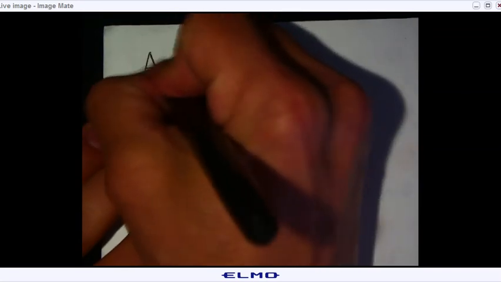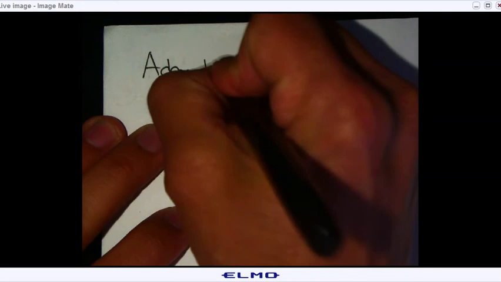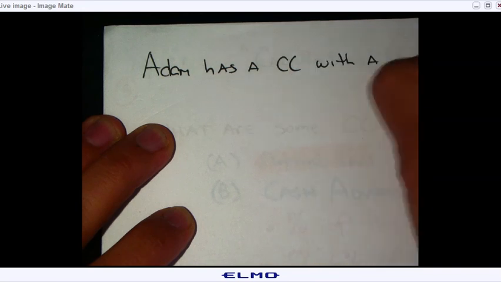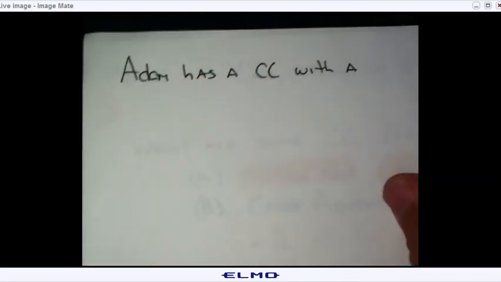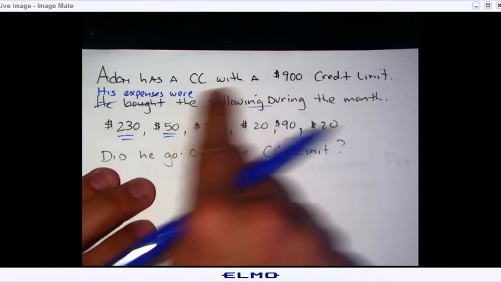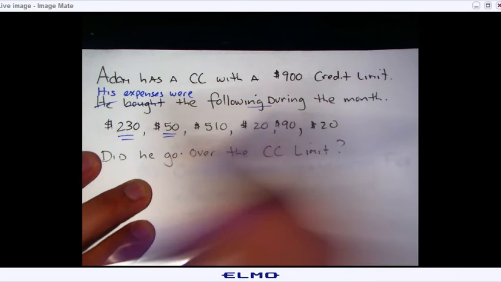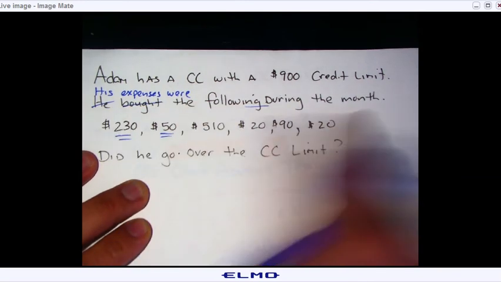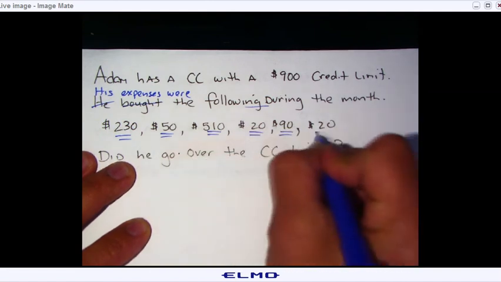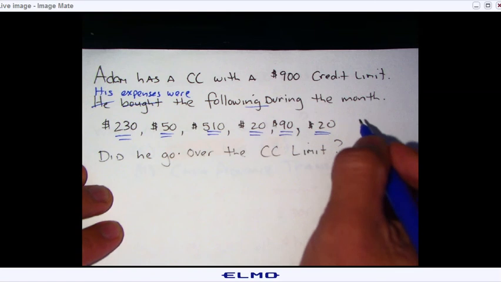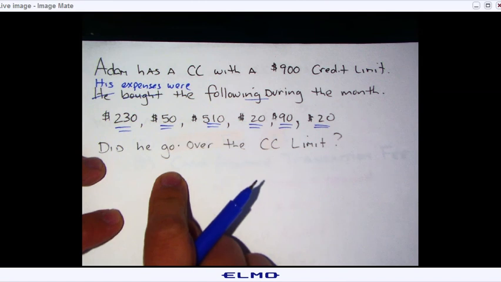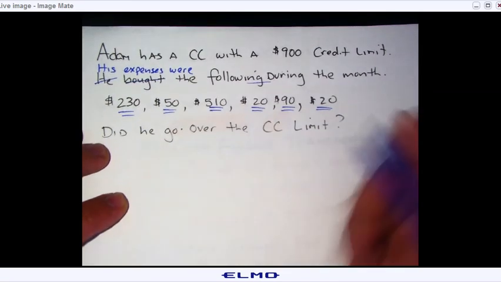So Adam has a credit card with, give me a limit. How much limit? Let's say Adam has a credit card with a $900 credit limit. His expenses during the month were: $230, $50, $510, $20, $90, and another $20. That's what he used it for. I don't know what he bought, but did he go over the credit card limit? So what do we have to do? Obviously, we're going to add them.